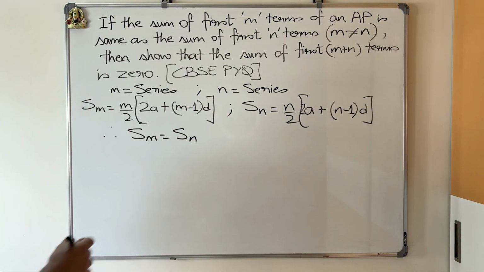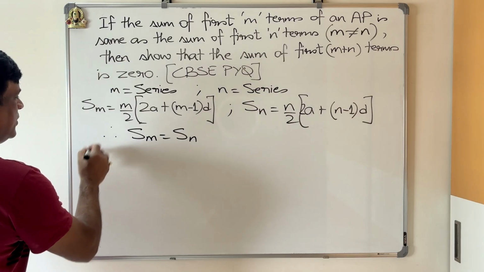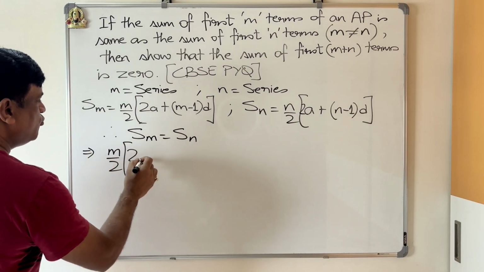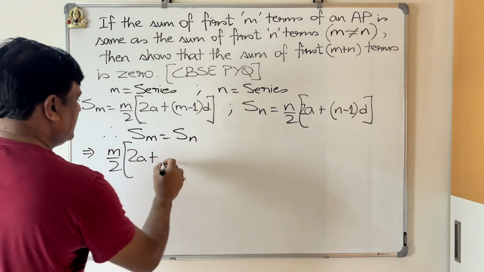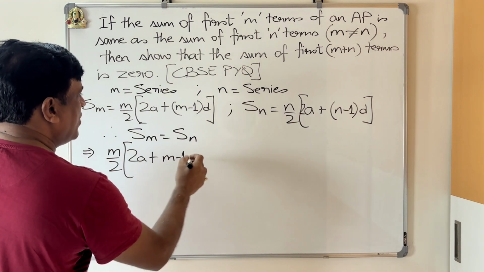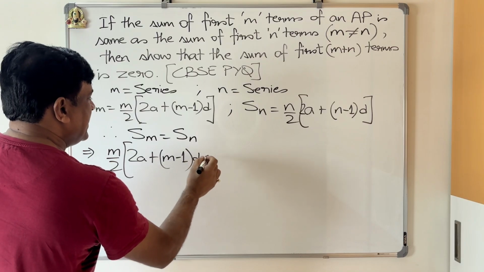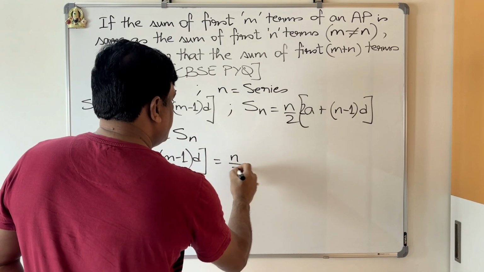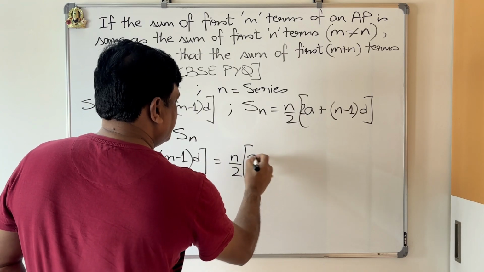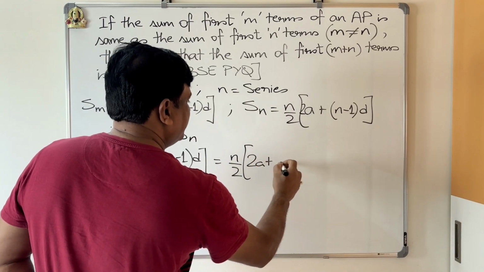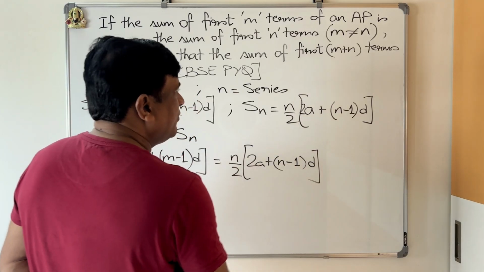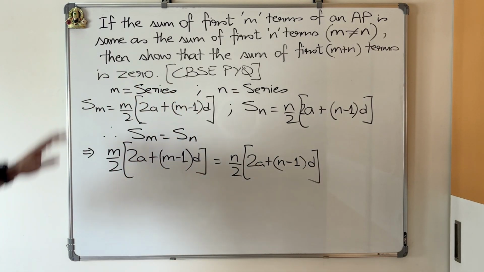Okay, so now look at it. Let's equate these two. What do you get? m by 2 times 2a plus m minus 1 times d is equal to n by 2 times 2a plus n minus 1 times d. Okay, so now what are they saying?